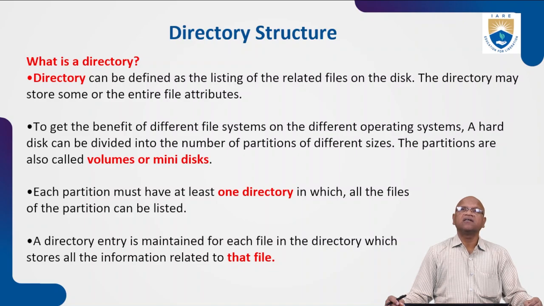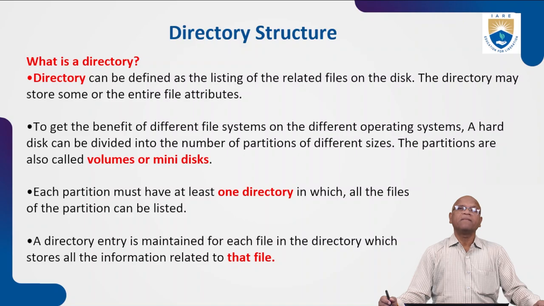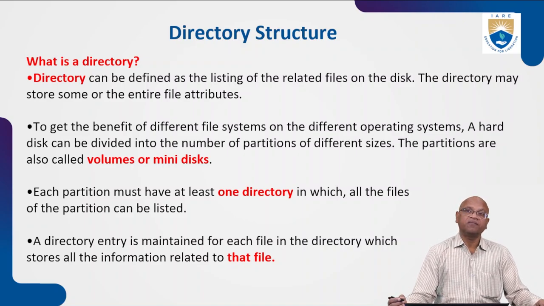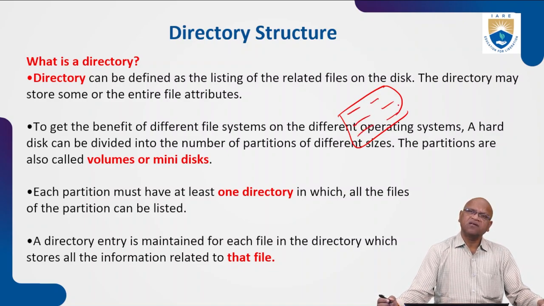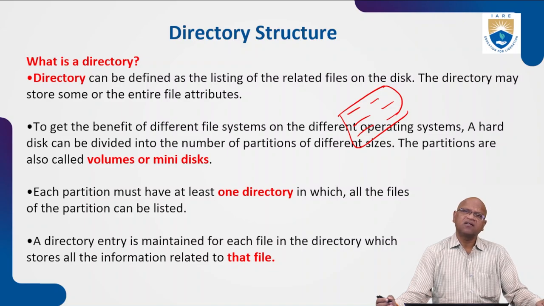Now we will see the directory structure and the data set. What is a directory? A directory can be defined as a listing of the related files on a disk. We know that a folder is nothing but a directory. We create a folder and keep some files in it. This is a directory, because all relevant files are kept in one folder. So a directory can be defined as a listing of related files on a disk.